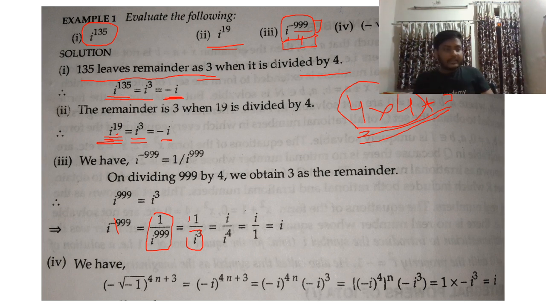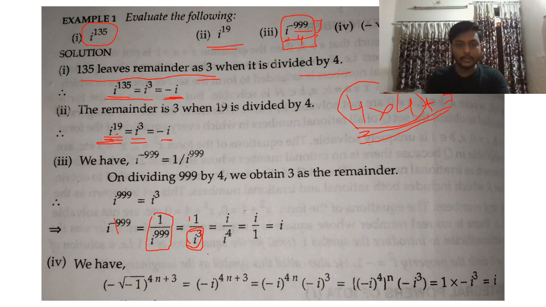996 will be completely divisible by 4, and I will be left with 3 as the remainder, so I can write it as i to the power 3. Getting it, guys? Everyone, I can write it as i to the power 3. This is what I'm left with, i to the power 3. Okay, cool. Everyone clear?